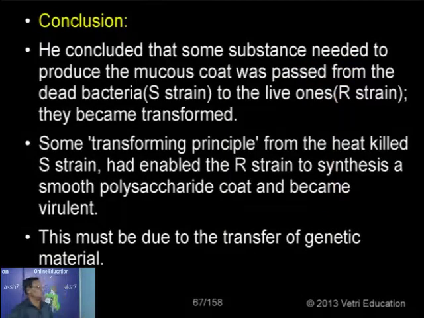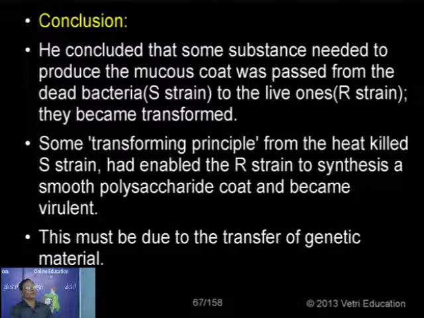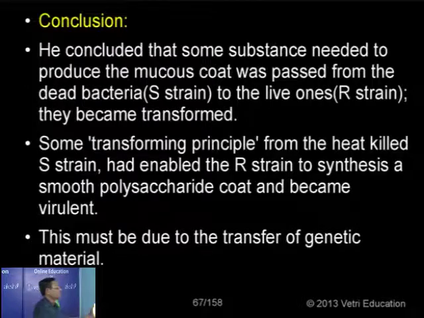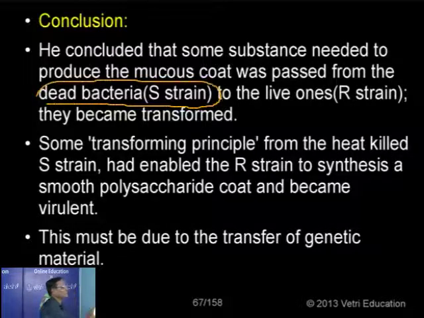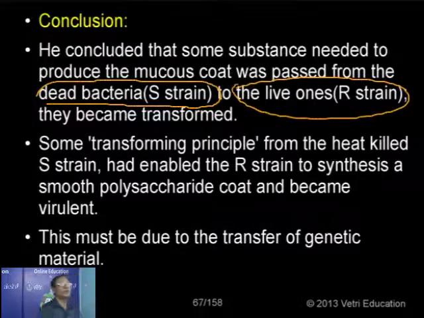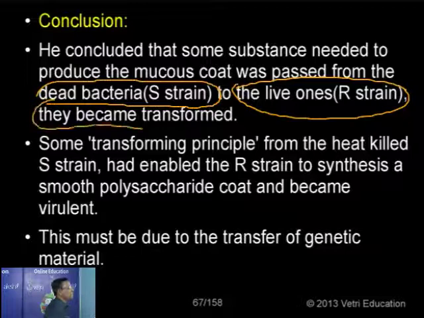Now, what is the conclusion? He concluded there are certain substances. What substances? Those needed to produce the mucus coat, what I mentioned earlier. These substances were passed from the dead bacterium, the S strain, to the live R strain when they were incubated together before being injected into the body of the mouse, so that the R strain became transformed.